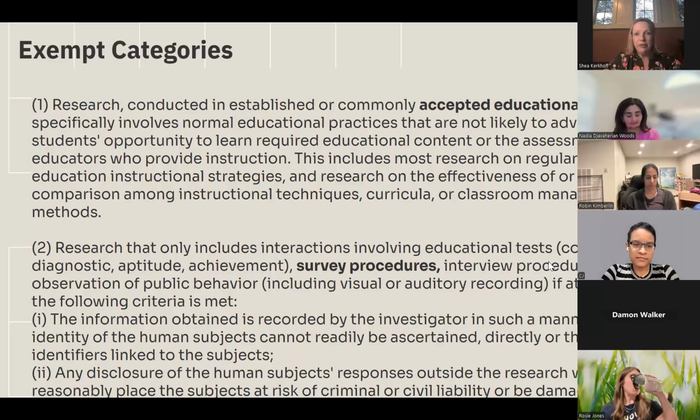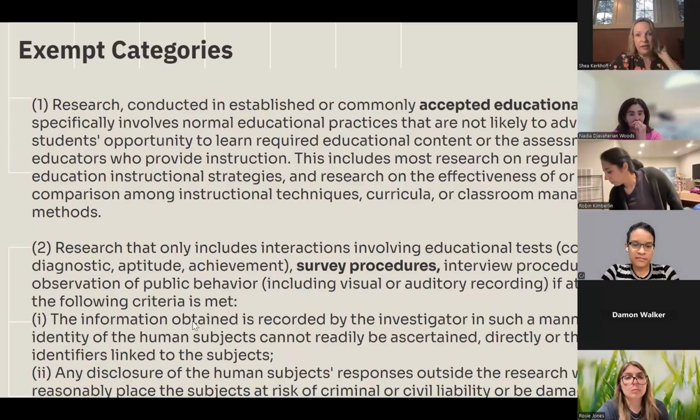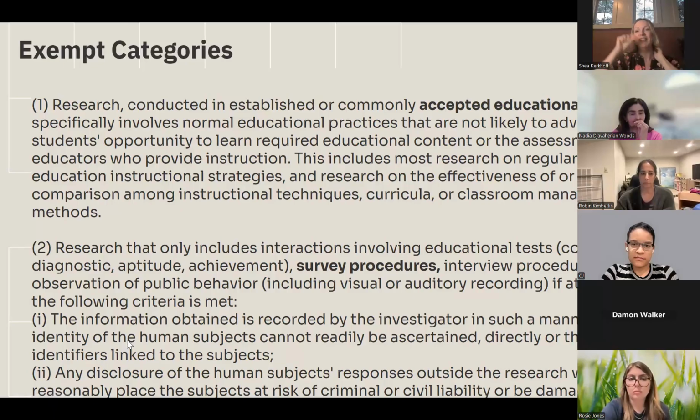Or the other one is observation of public behavior. So you're in a place and there's no expectation of privacy, or it's in an educational kind of setting, you know. It can be that if you are not collecting identifiable information, or if you are, the questions are not sensitive or would pose a risk to anyone. So what do you think they mean by that? What would be the kind of questions that could pose a risk or be sensitive in nature?